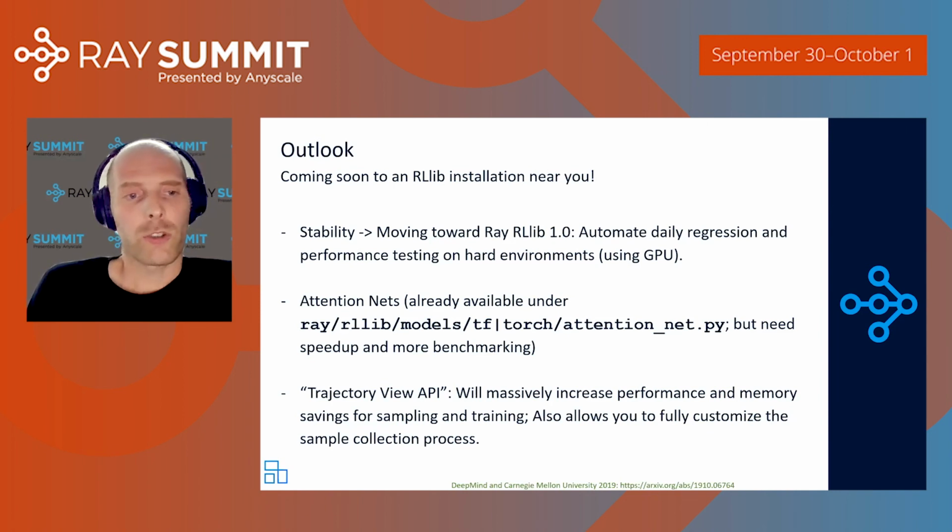Another effort is our trajectory view API. This will massively increase performance and memory savings for sampling and training. It also allows you to fully customize the sample collection process, as well as establish, for example, multi-agent communication channels that are differentiable, and also define what exactly your model needs to see in the trajectories that you collect from the environment.